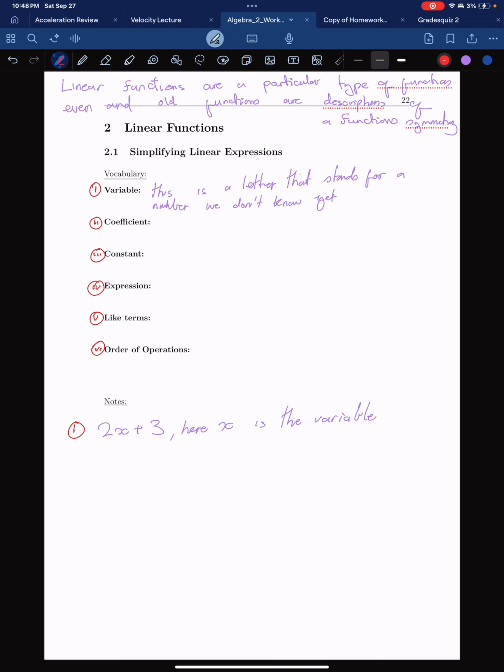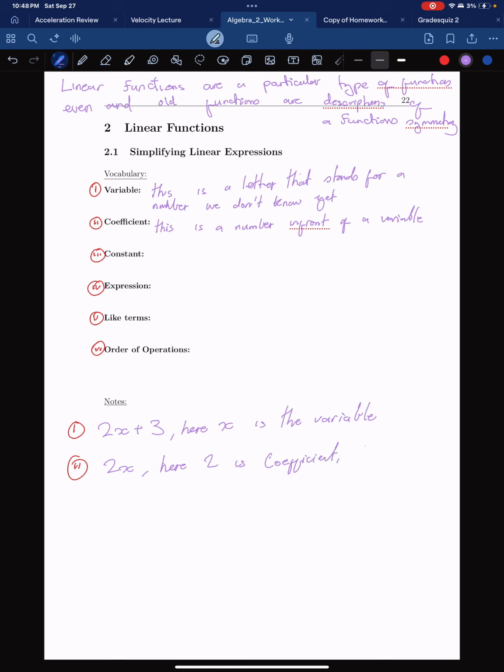And number 2, the coefficient. So this is a number in front of a variable. All right? So this number is always in front of a variable. All right? Example, 2x. Here, 2 is the variable. Sorry, 2 is not the variable. 2 is the coefficient. All right?